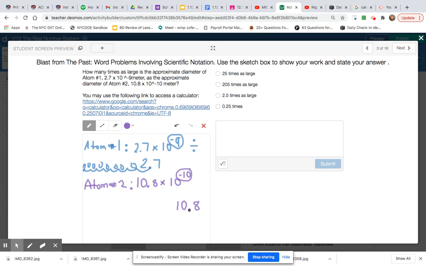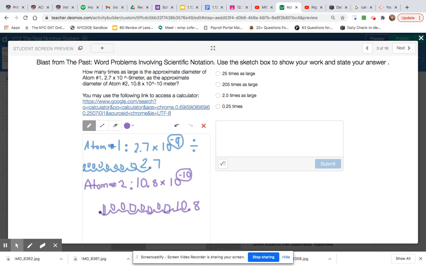10 spaces. So we have 1, 2, 3, 4, 5, 6, 7, 8, 9, 10, right? So every space, I'm going to fill it in with a 0. So I know how many zeros I'm filling in. So when I do that, I have 8 zeros, and I have 108. So now my new decimal is going to go here.